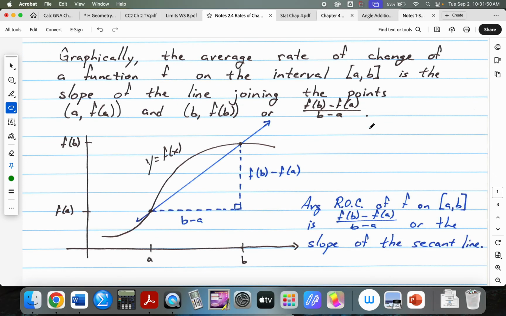graphically, this is what average rate of change looks like. Did you guys do this also, or did you just calculate average rate of change? We applied it a little bit, but not much.